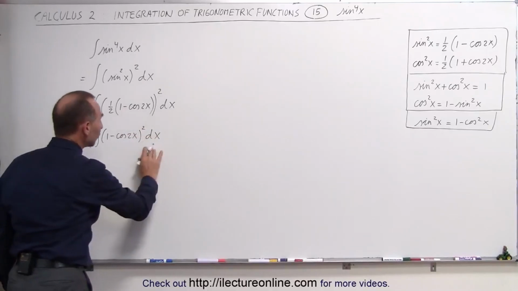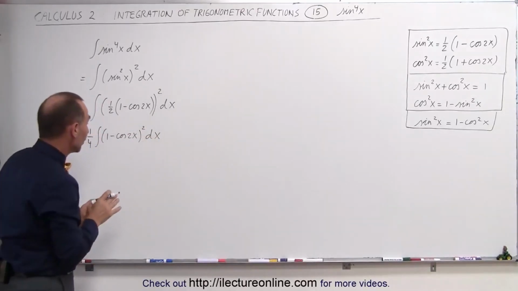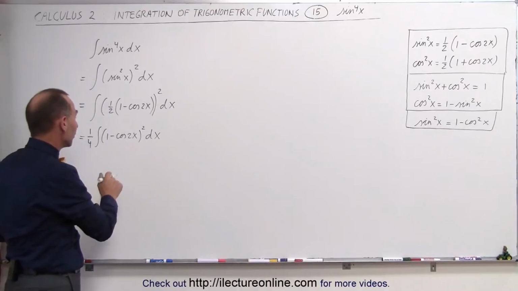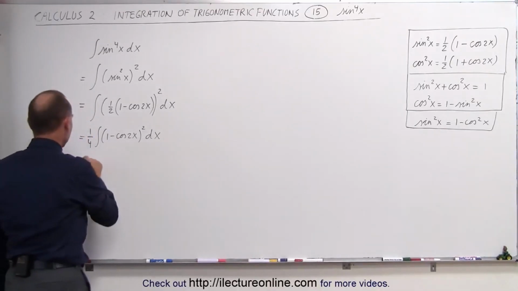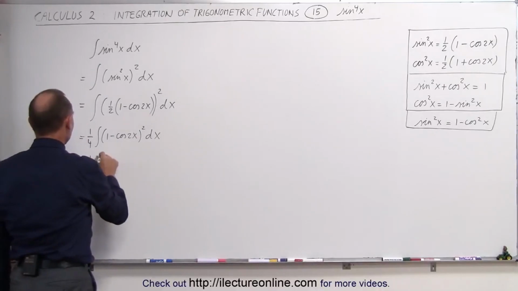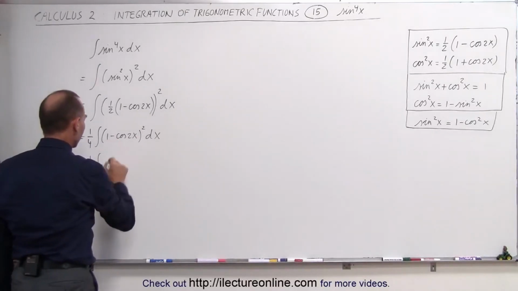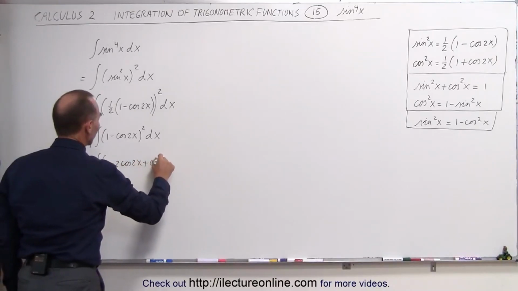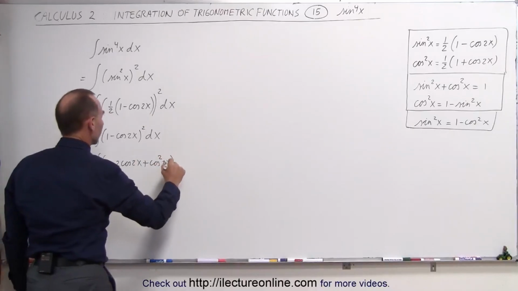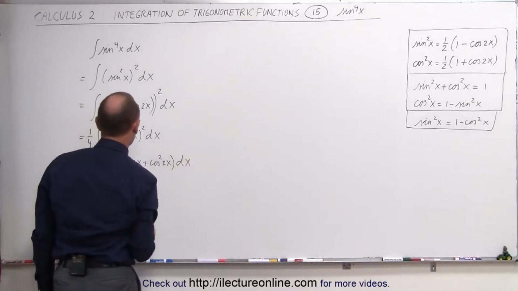And now if we square this, we get the following. Again, what we're trying to do here is make it as simple as possible so we have everything to the 1st power. That makes it easier to integrate. This is equal to 1/4 times the integral of, squaring this out, you get 1 minus 2 times the cosine of 2x plus the cosine squared of 2x times dx.